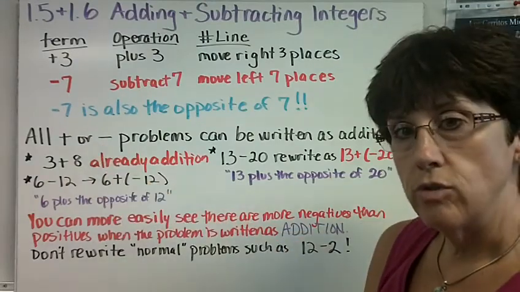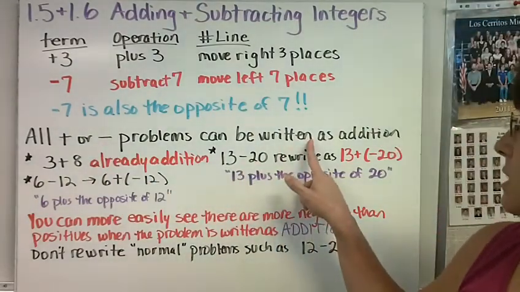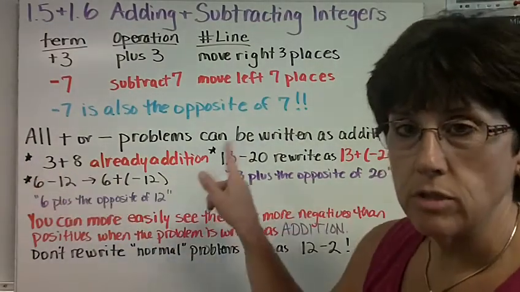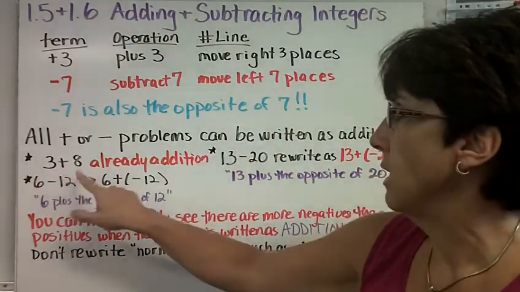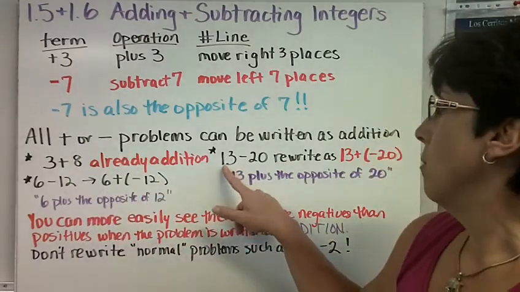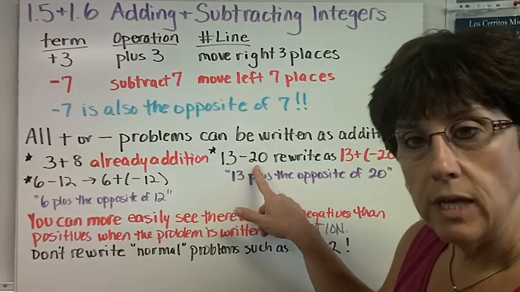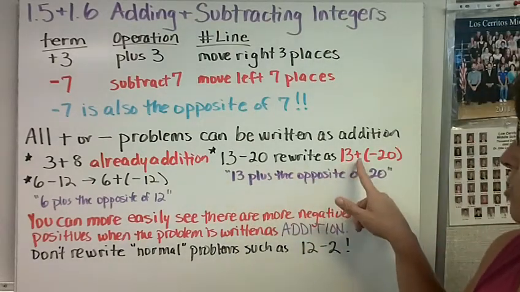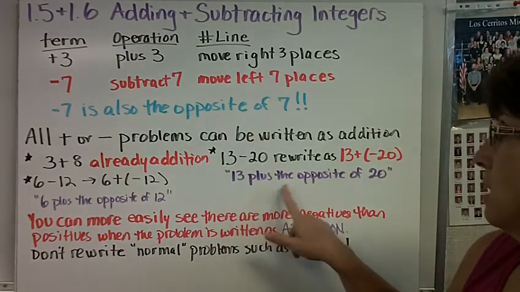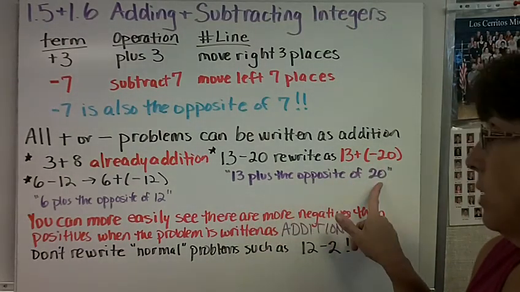So all adding or subtracting problems can be written as addition problems. Here's some examples. I put stars by them. 3 plus 8, well, that's already an addition problem, like normal. But 13 minus 20 can be rewritten as 13 plus negative 20, or 13 plus the opposite of 20.